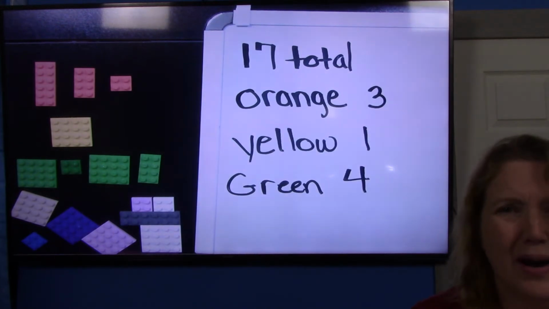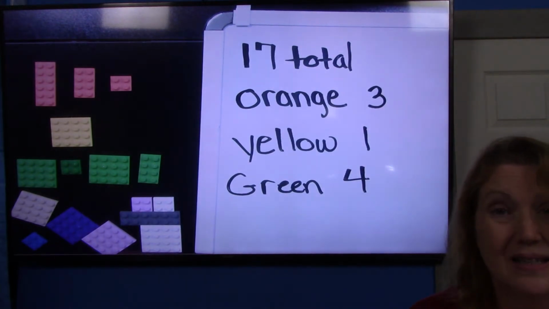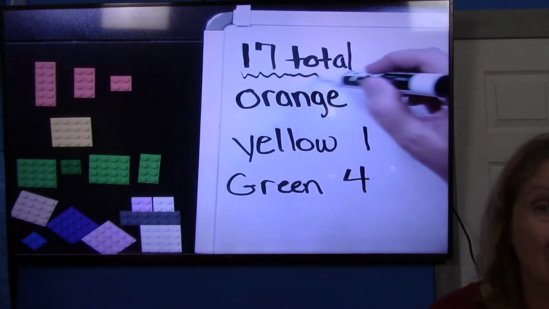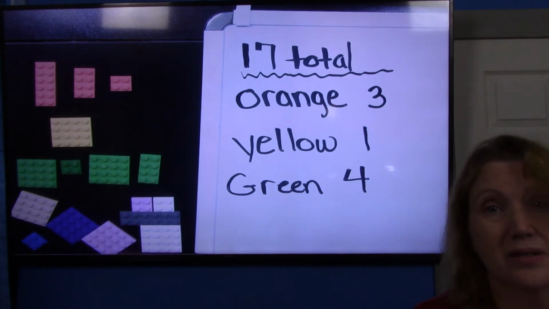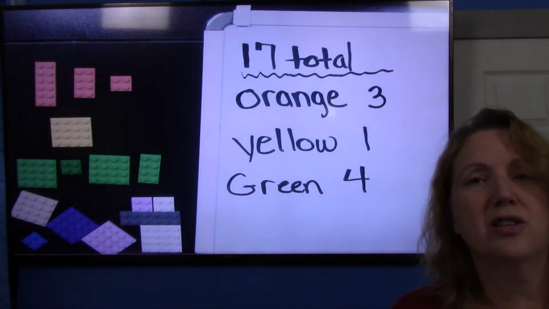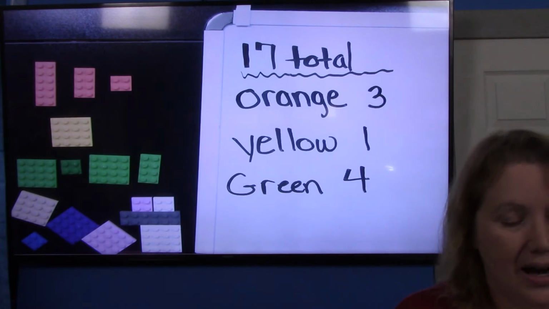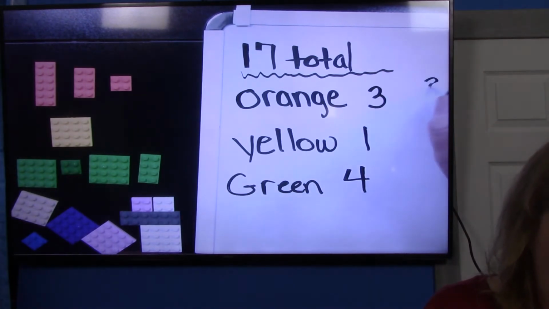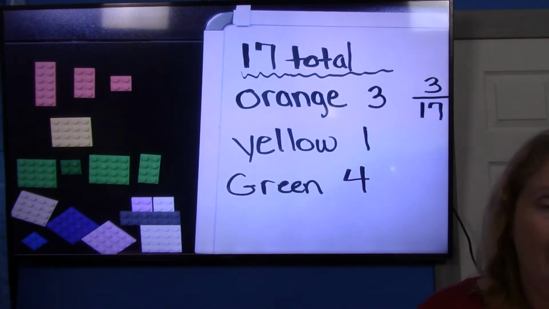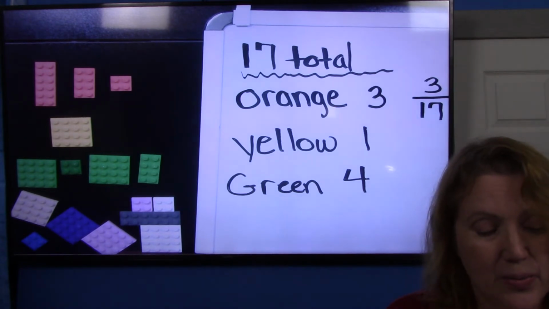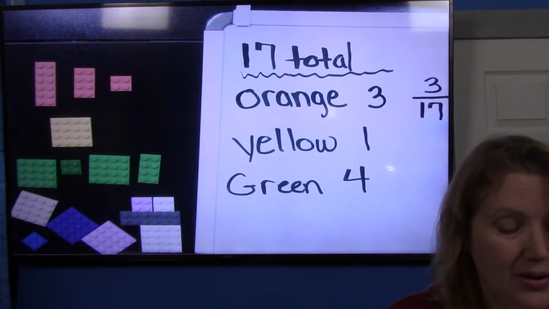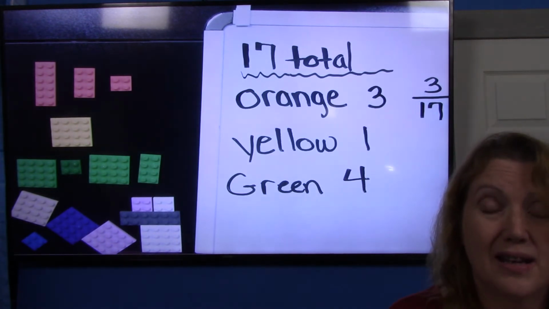Now, how do we write this as a fraction? It's actually not too hard. We know that we have 17 total Legos. That's important. If I want to know what fraction of those Legos are orange, I take how many orange Legos I have, which is 3, and I just put them over 17, and when we read this, we could say 3 out of 17.